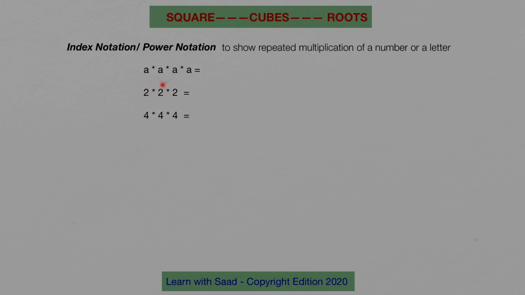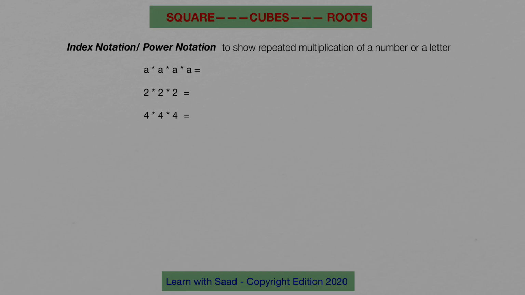In this video, I'm going to teach you about squares, cubes and root parts. If you have a number or a letter which you need to times by itself, multiple times or repeatedly, then you can use the power notation or index notation to express it.